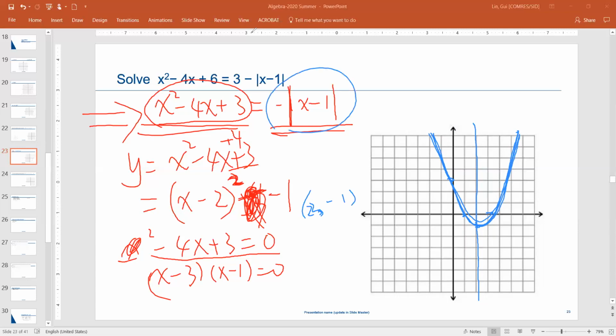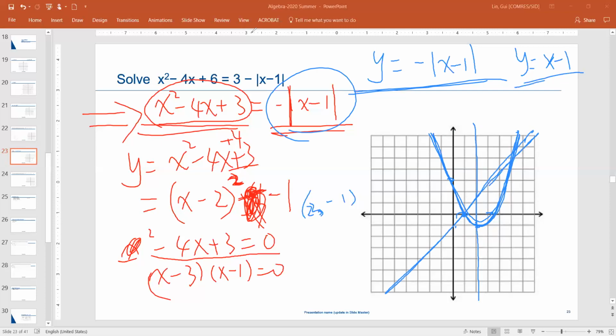All right, let's see the next one. So what about this part? Y equals this one. Let's graph this part first. Graphing y equals x minus 1: (1, 0) is right here, and (0, -1) is right here. So this is y equals x minus 1.